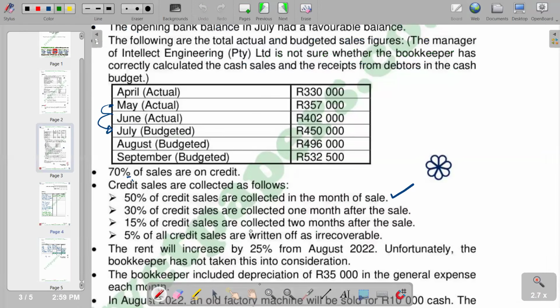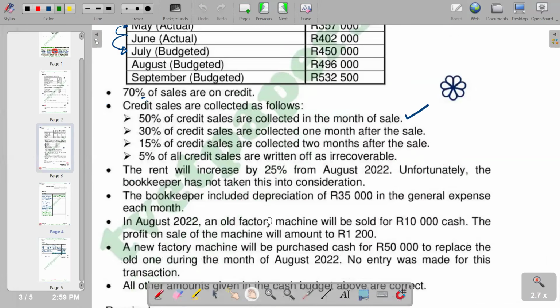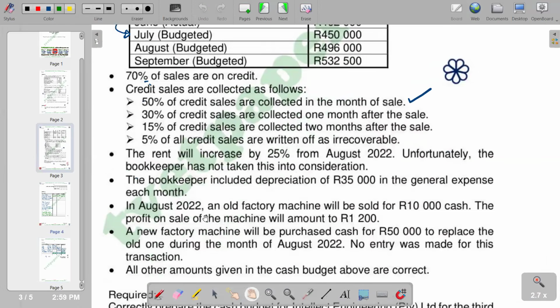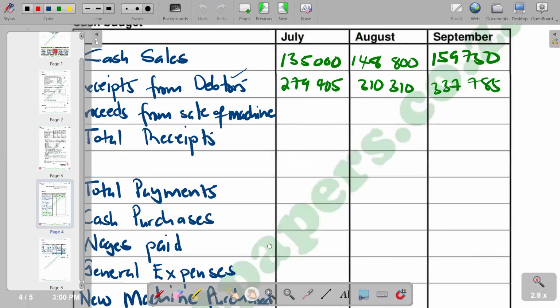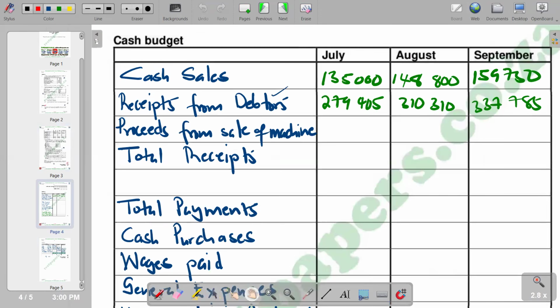So if you go to our additional information, you'd see that we have on this point in August 2022, an old factory machine will be sold for 10,000 cash. So it will be sold in August. So we go in August, that's where we're going to put our 10,000 as a receipt again. So basically that's what we have, and we refer back to our cash budget, whereby we have got 10,000 in August.